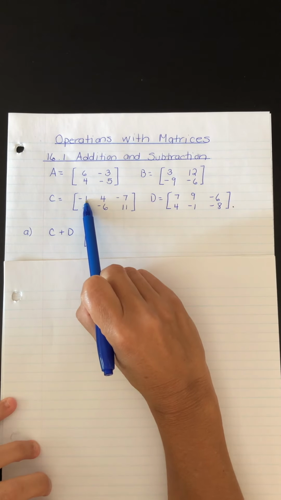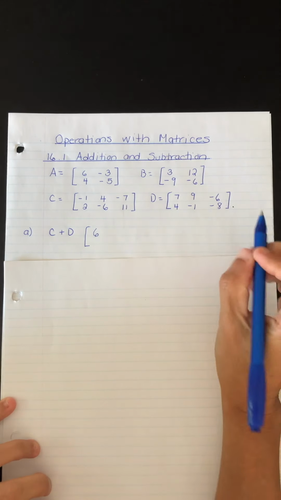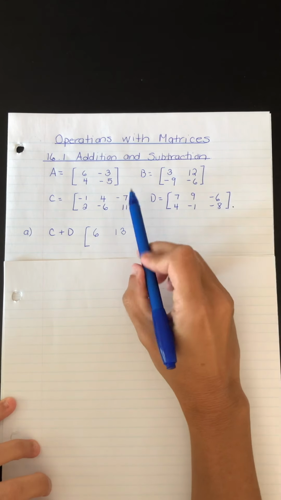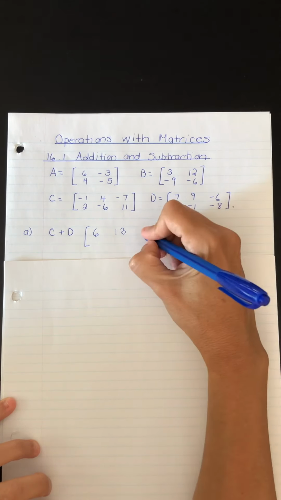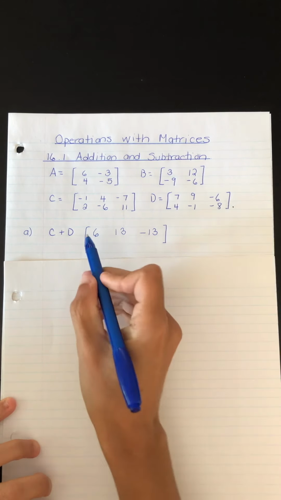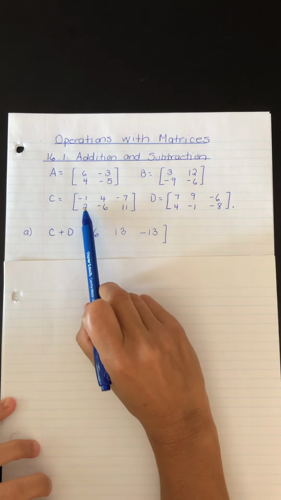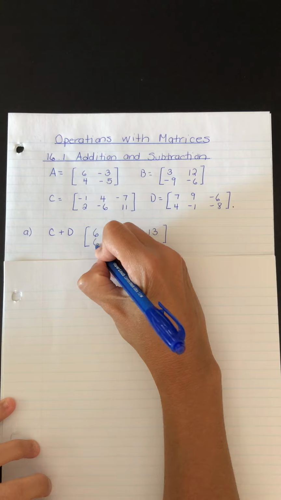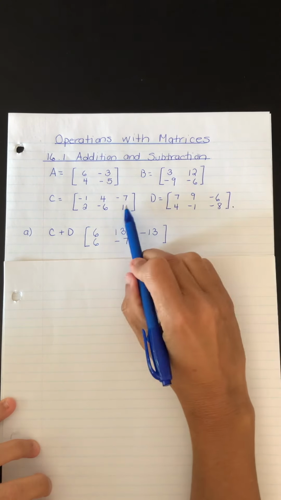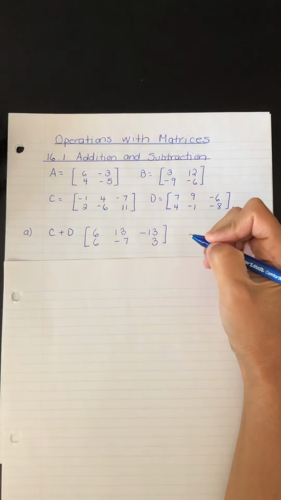So -1 is added to 7. 4 is added to 9. -7 is added to -6. And that's how we determine the first row. And now we do the second row. 2 is added to 4. -6 added to -1. And 11 is added to -8. Just like that, we have the sum.